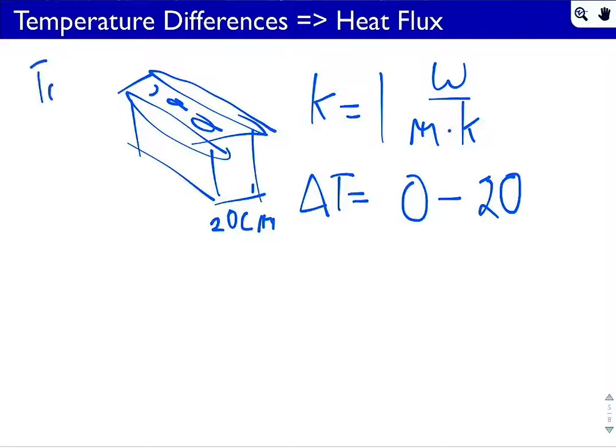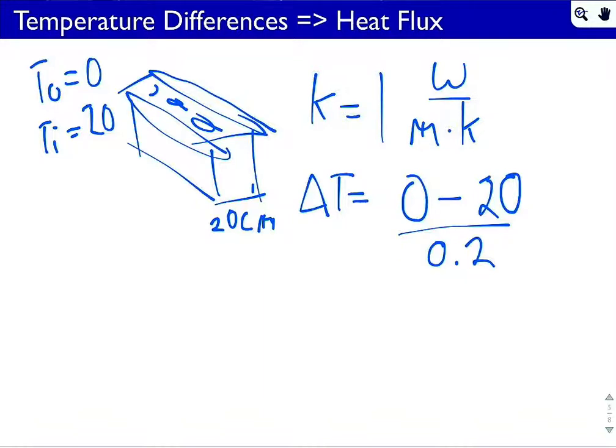So I'm going to put T naught equals 0 and T in equals 20. I'm just making up these numbers. These might be a typical wintertime New England scenario. And the thickness of that block is 20 centimeters or 0.2 meters, and K happens to be 1.